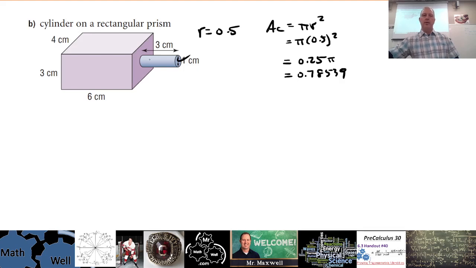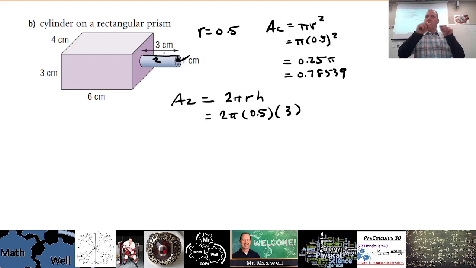Okay, the wraparound part, so that's area 2 here. That's going to be 2 pi r h, which is 2 times pi times the radius of this circle we said was 0.5, and the height of this cylinder is 3. Now I know it's a sideways length, but that's just because it's tipped over on its side. So don't get mixed up. This is the height of the cylinder, okay? Even though it's a lateral length, it's sideways, it's the same as the height.